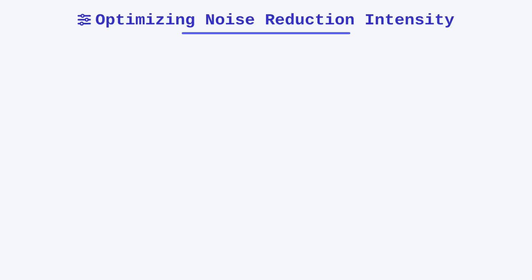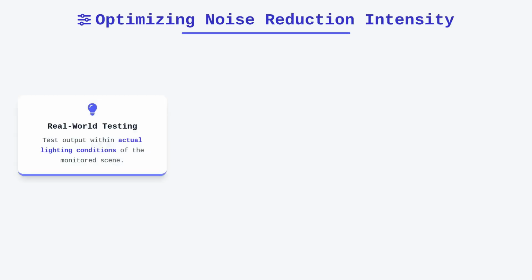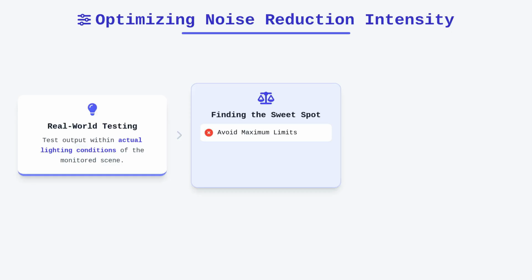Choosing the correct intensity involves testing the output within the actual lighting conditions of the scene being monitored. Most Axis cameras provide a slider or a range of settings, and it is a common mistake to push these limits to their maximum in an attempt to achieve a perfectly clean picture. You should instead look for the point of diminishing returns where the noise is suppressed sufficiently for the stream to become manageable without destroying the integrity of fine textures like clothing patterns or facial features.